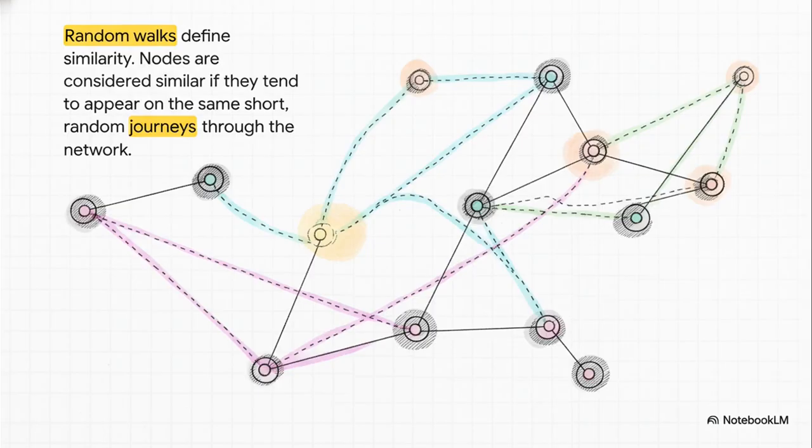Imagine taking a bunch of short, random trips through the network, starting from a particular node. The other nodes you bump into most often during these little journeys, we consider those to be similar. It's a great approach because it captures both the local neighborhood and the broader context of a node.